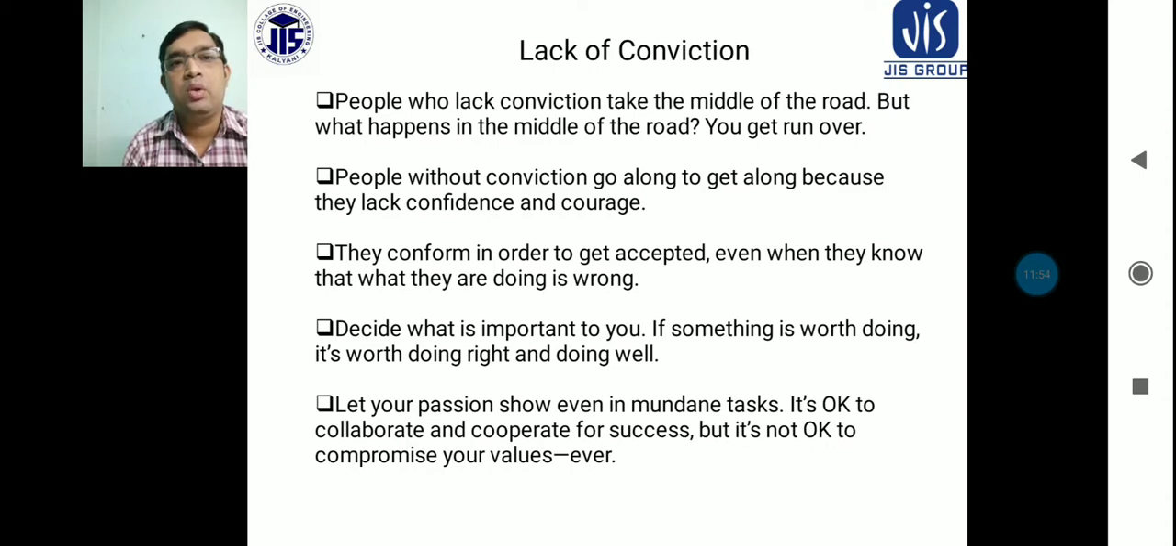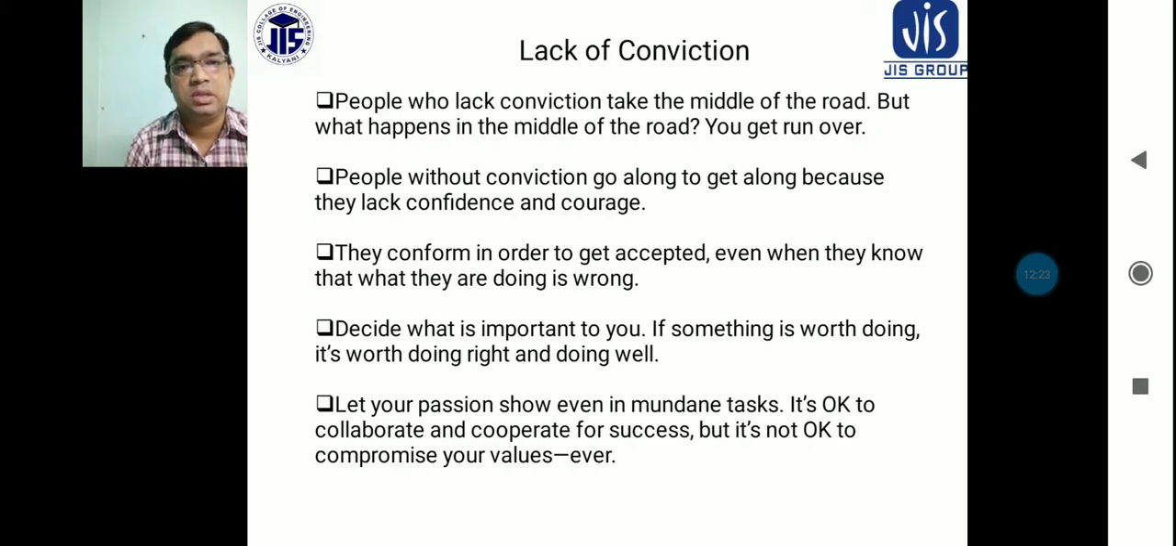That means they conform in order to get accepted even when they know that what they are doing is wrong. Decide what is important to you. If something is worth doing, it's worth doing right, and doing well. Let your passion show even in mundane tasks. It's okay to collaborate and cooperate for success, but it's not okay to compromise your values.